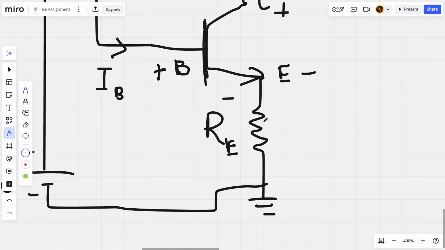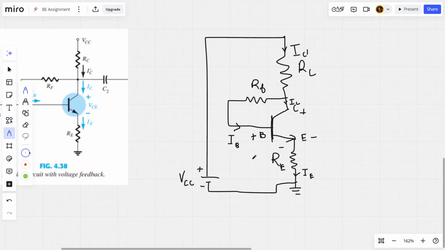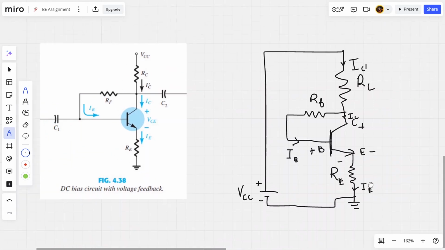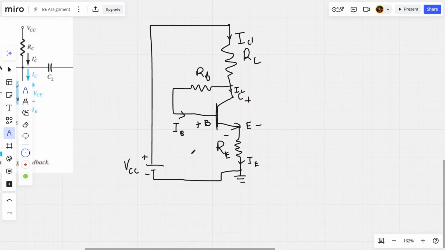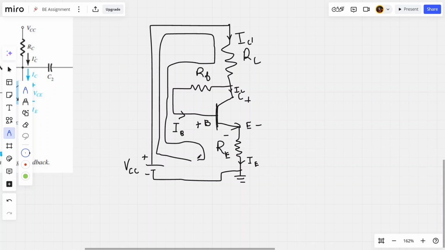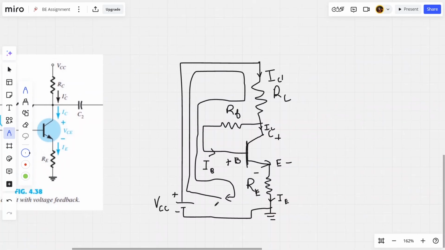and in there we can see current IE coming out of here. And VCC, we connected a battery VCC here, whose positive terminal is connected with the RC, and negative terminal is connected to the ground. Now what we'll do is we'll apply KVL along this loop and go all the way from there to here and then come back again. So we'll go across a loop like this and then calculate the value of IB. So let's do it.